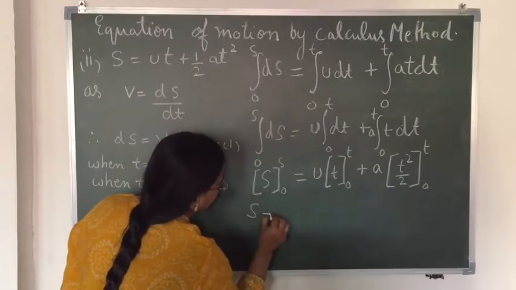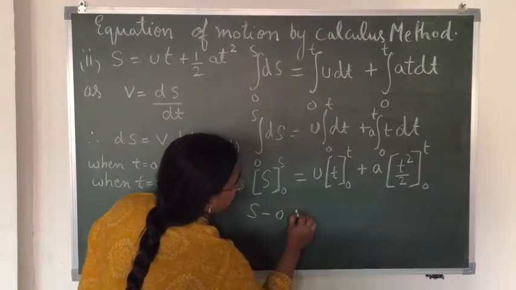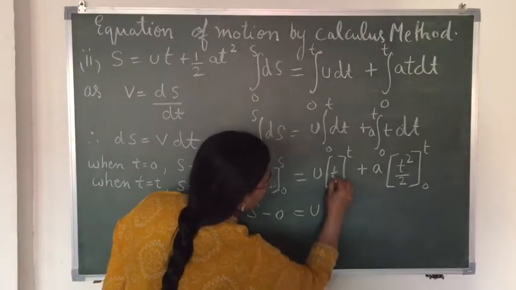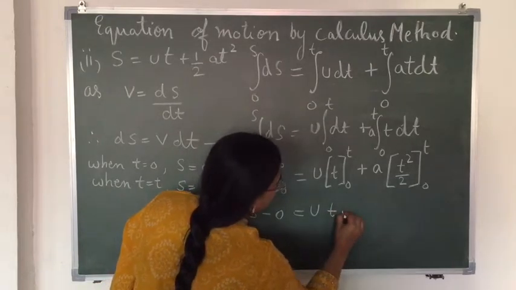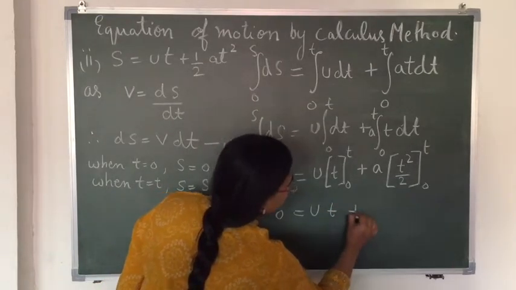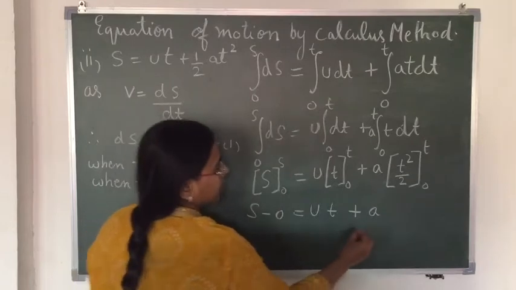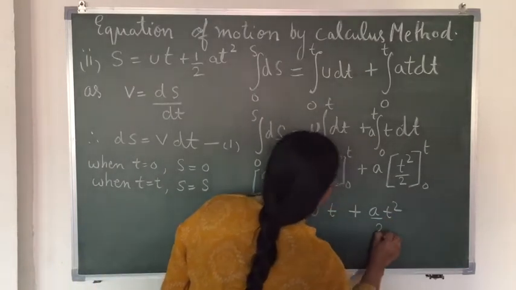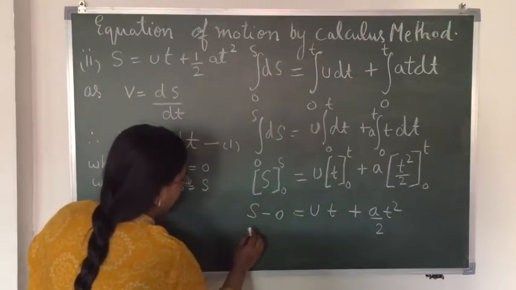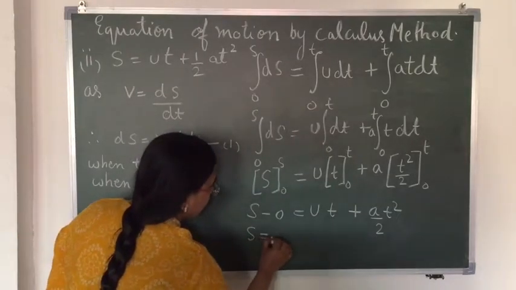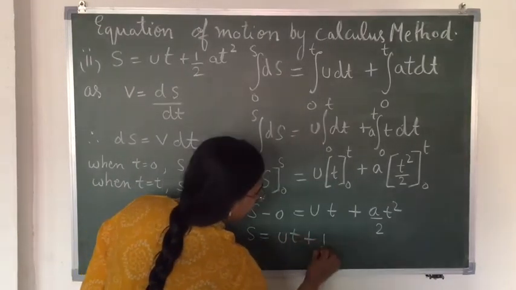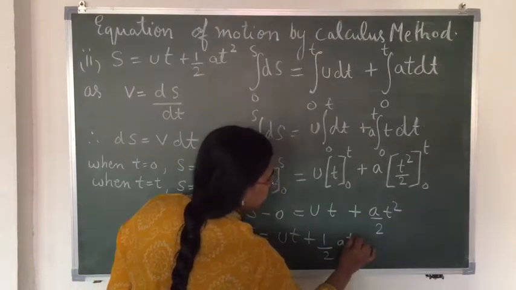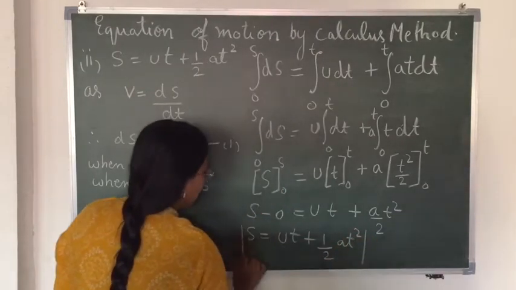On solving, s minus 0 is equal to u(t minus 0), that is ut, plus a t² by 2, or s = ut + (1/2)at². This is the second equation of motion.